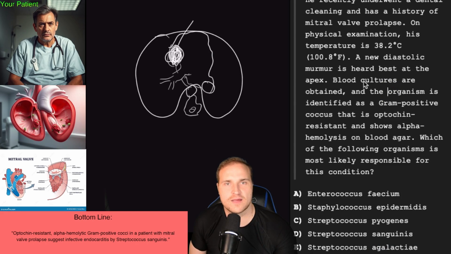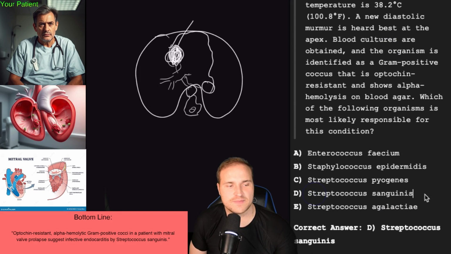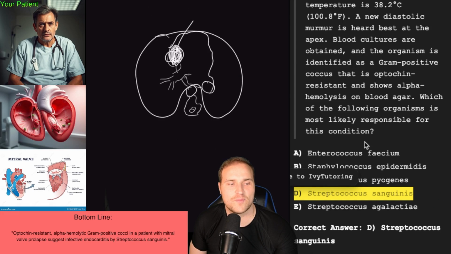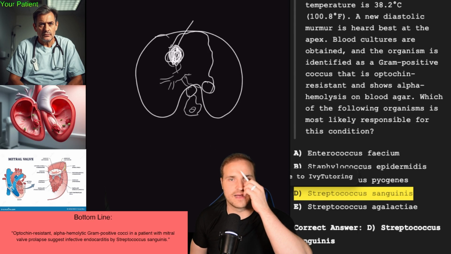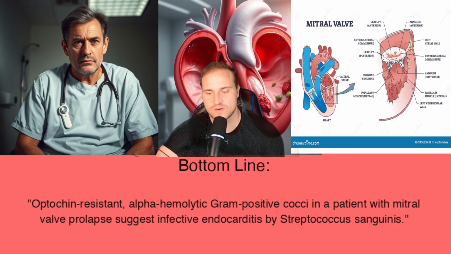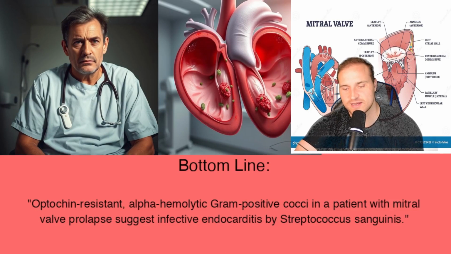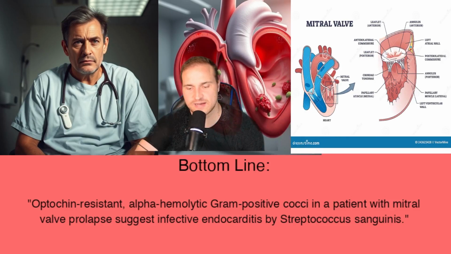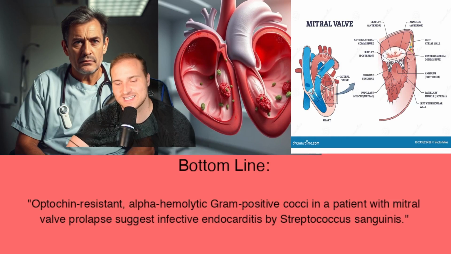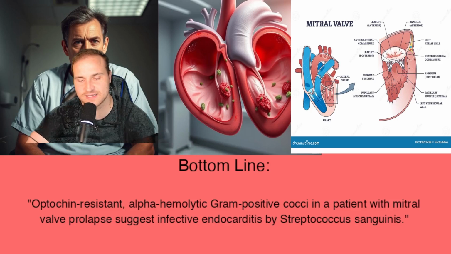So it's really mitral valve prolapse gives it away. It's going to be D. It's the one by elimination you can tell that that's the Viridans one. Subacute bacterial endocarditis, the Viridans strep. So the bottom line is optochin-resistant alpha hemolytic gram-positive cocci in a patient with mitral valve prolapse suggests infective endocarditis by Streptococcus sanguinis. There we go.